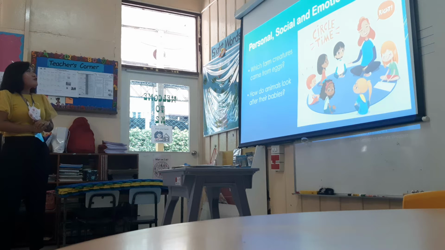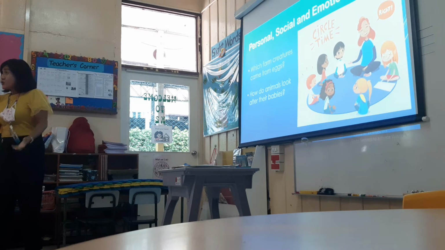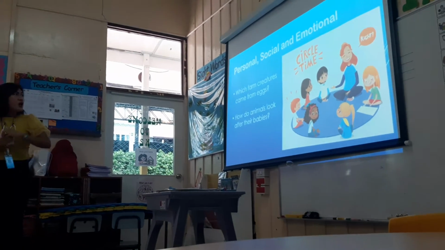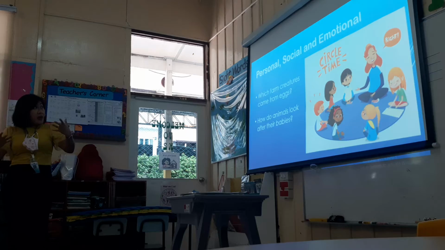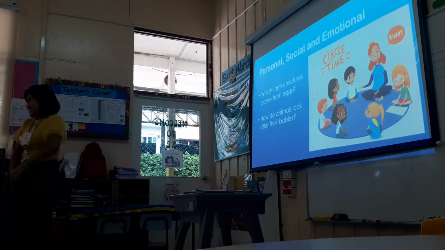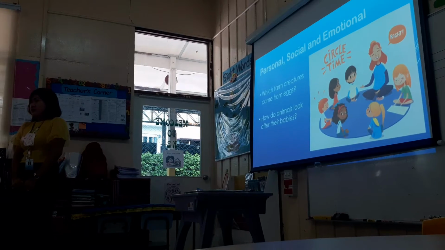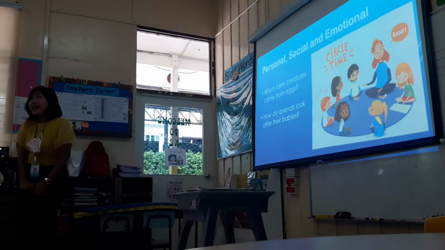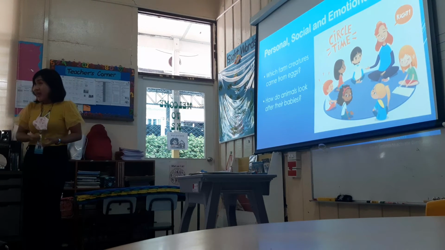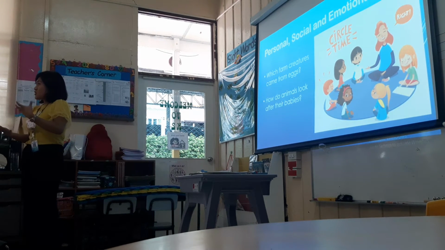And then next, for personal, social, emotional development, during circle time we can talk about farm animals. So we can ask the question, which farm animals or farm creatures came from eggs? Do you think a cow came from an egg? Does a chicken come from an egg? So we can ask those questions.